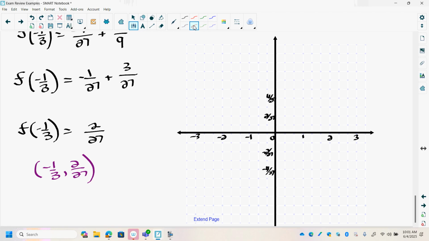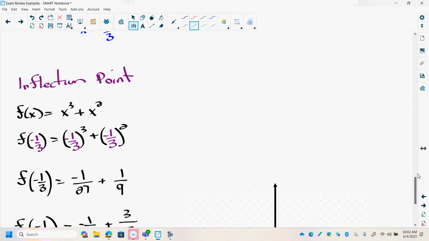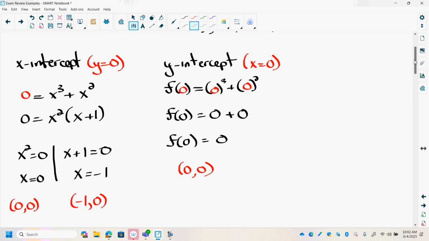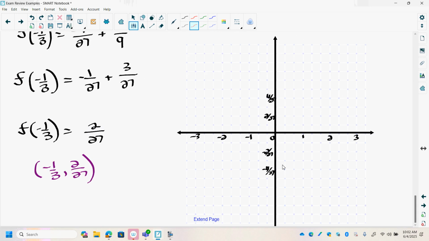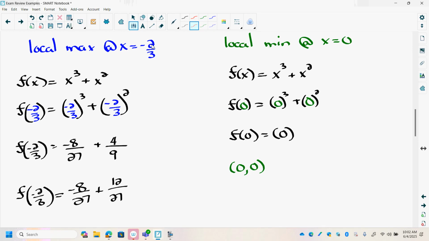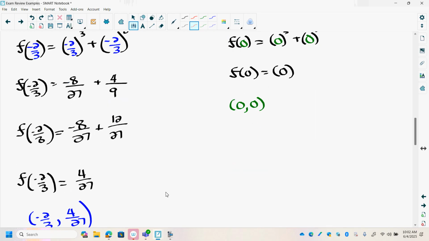When it comes to making the sketch, plot all our points. So let's start there. Where were my x-intercepts? At 0, 0, and negative 1, 0. With me? And my y-intercept was also 0, 0. So I'm starting there. 0, 0, and negative 1, 0. Any issue? The next points I found were my maximum at negative 2/3, 4 27ths, and my minimum at 0, 0.